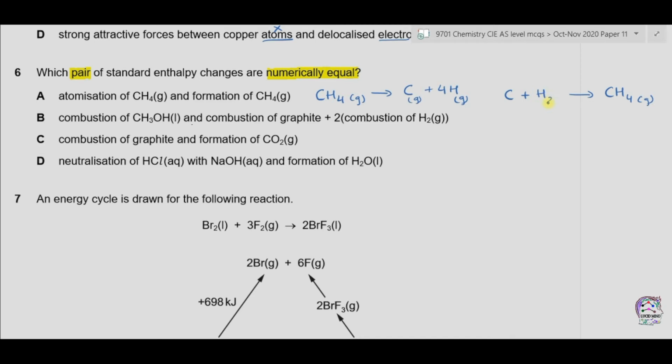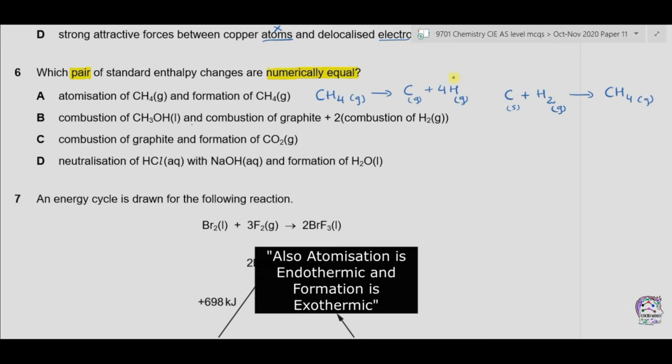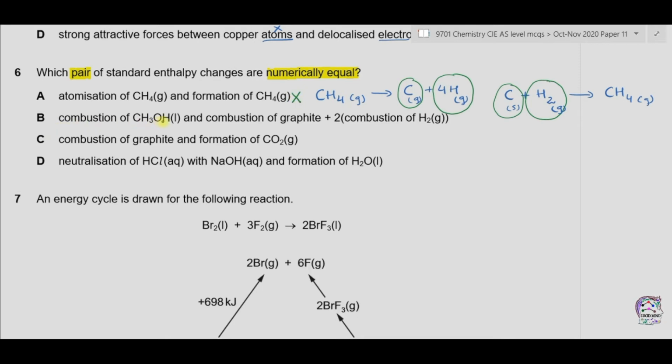Now the elements are carbon and hydrogen, which exists as H2. So carbon will be solid and hydrogen will be gas. Now we can see that in atomization hydrogen is in atomic form, while in formation hydrogen is in molecular form. Again, carbon is in gaseous atomic form in atomization, while it is in solid form in formation. So therefore both are not equal. This is incorrect. B. Combustion of methanol liquid and combustion of graphite plus 2 times combustion of hydrogen gas.